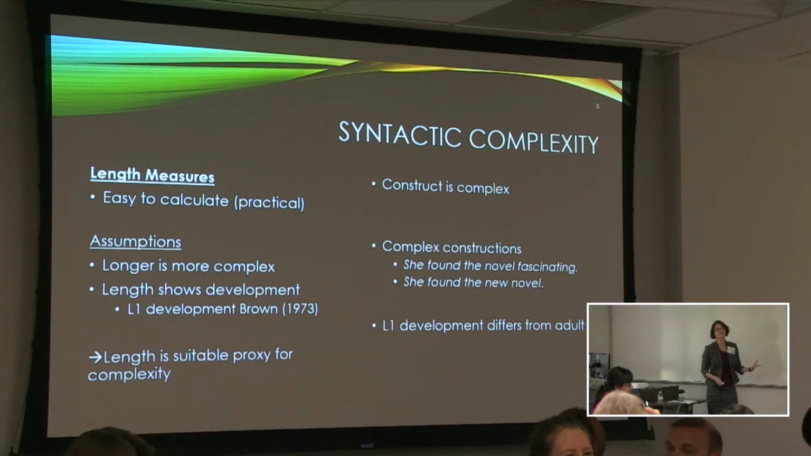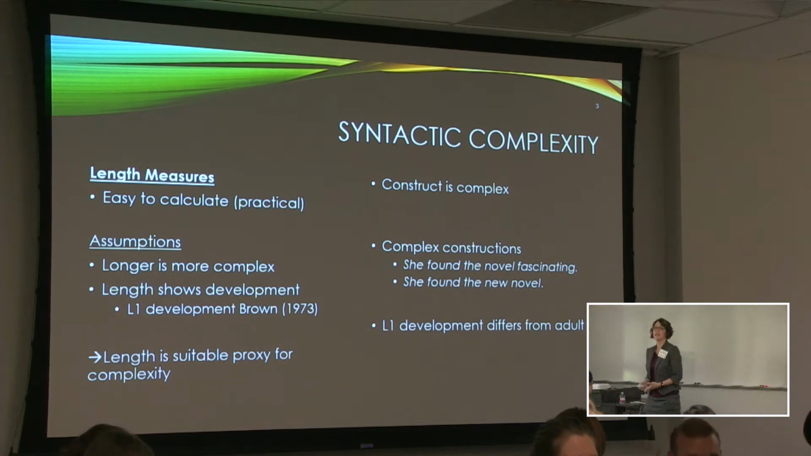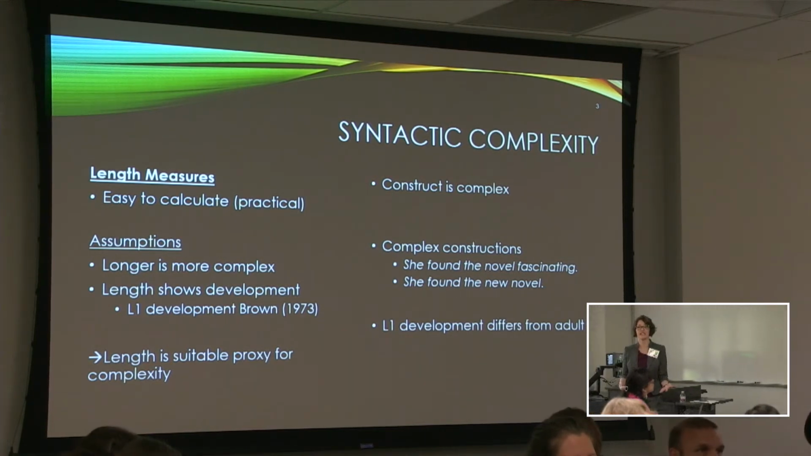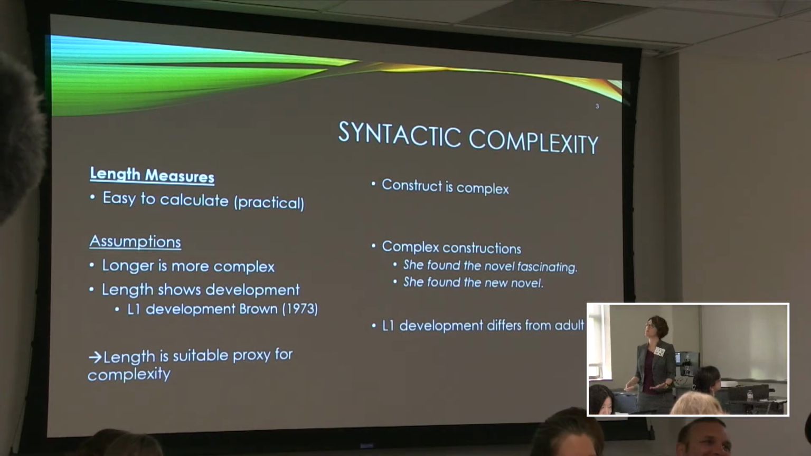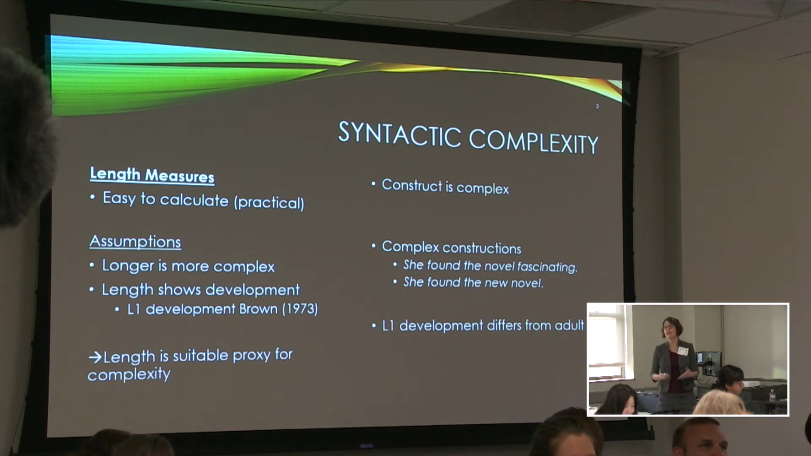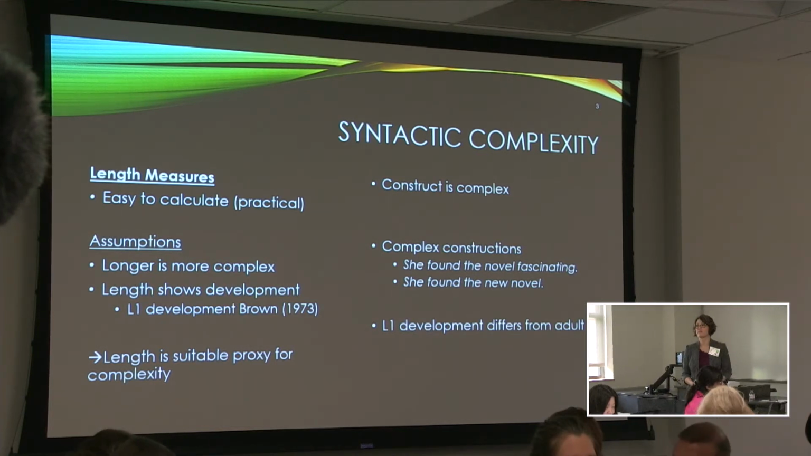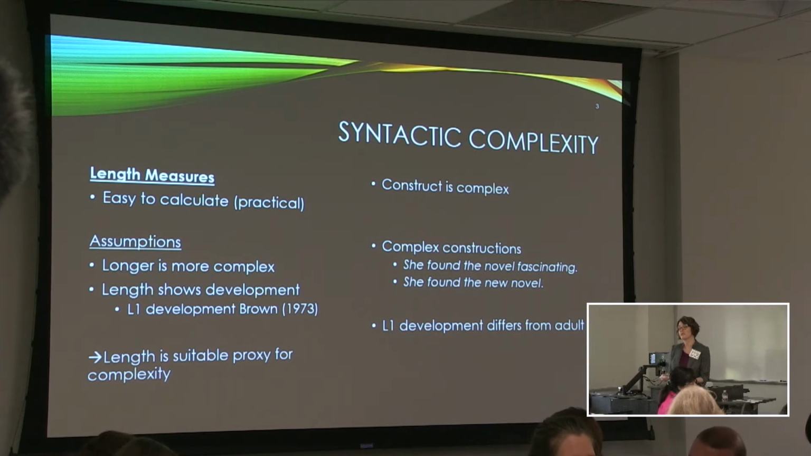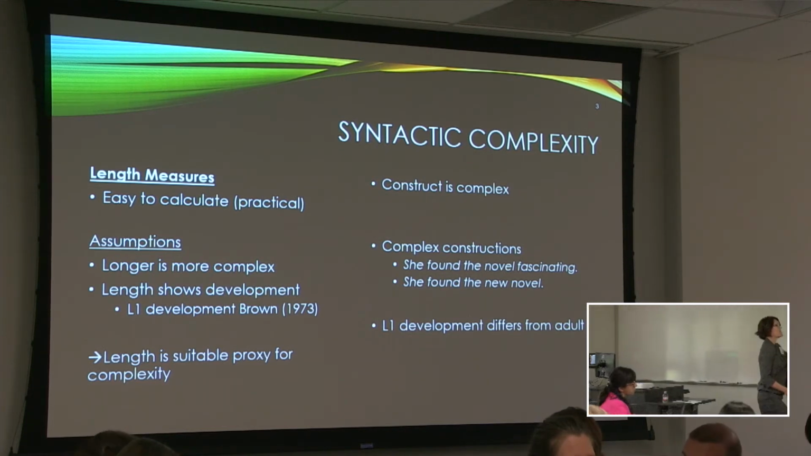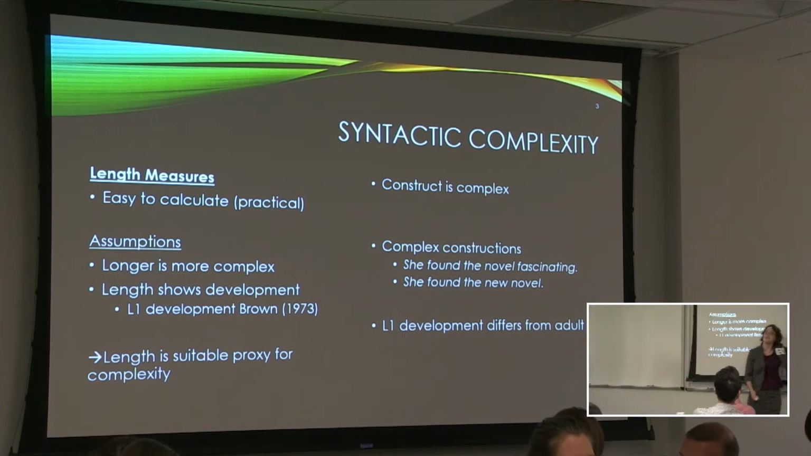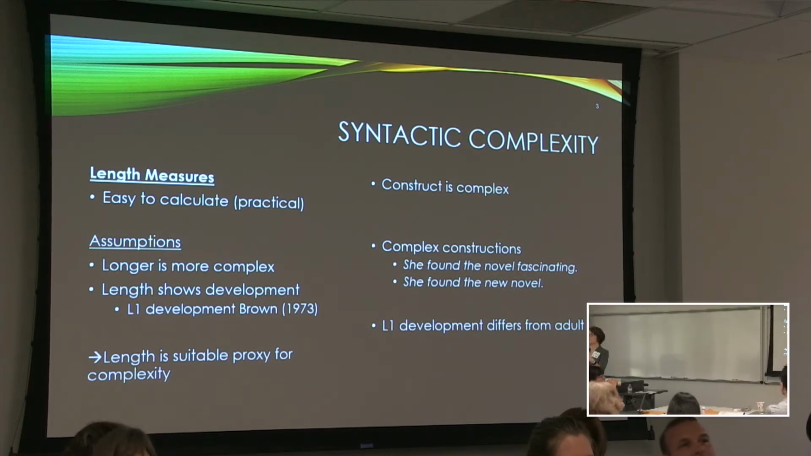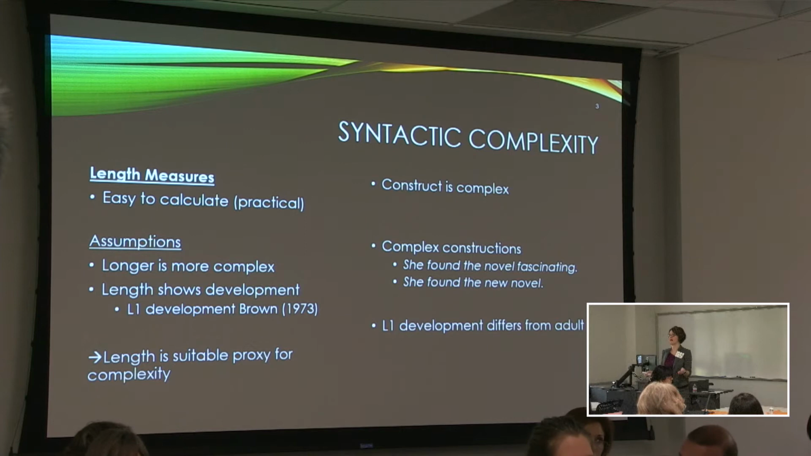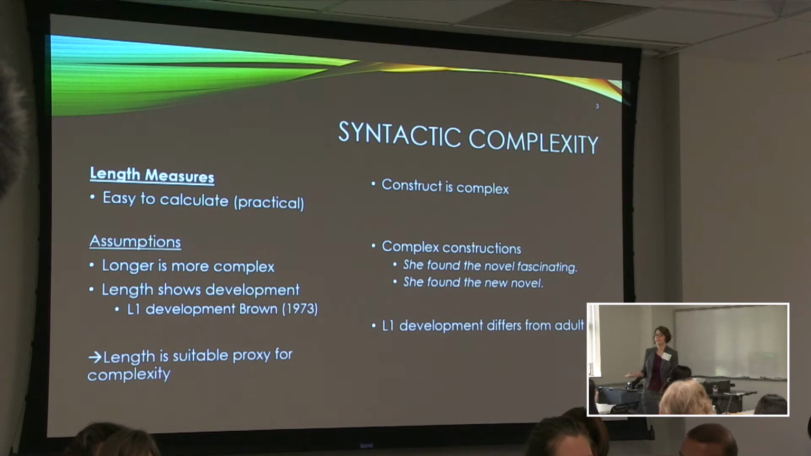Okay, but as people cheekily say, the construct of complexity is complex, and maybe length isn't the best way to measure something as complex as complexity. And there's some examples here about some complex constructions. We have two sentences here, and they have the same length, but many people would argue that the first one is more complex because there's a small clause in there. She found the novel to be fascinating, rather than she found the new novel, which is a more simple structure.